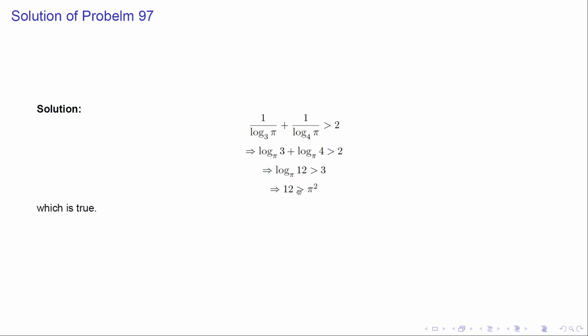So we get log of 12 with base pi. Now we know that 12 is greater than pi square. By this should be 2. This is a typing error. So we know that 12 is greater than pi square.